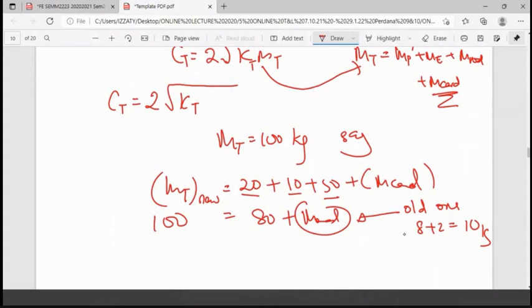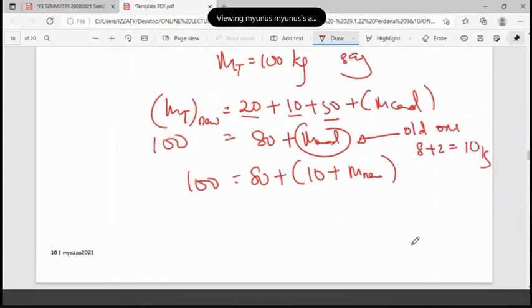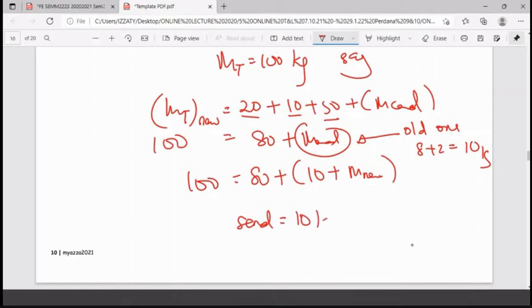Yes, doctor. So how much mass do you want to add now? You have 80 plus 10 plus M new equal to 100. Am I correct or not? Yes, doctor. So how much sand do you want to add to the system now? So your sand is equal to 10 kg. It becomes equilibrium, isn't it? So that is the calculation.